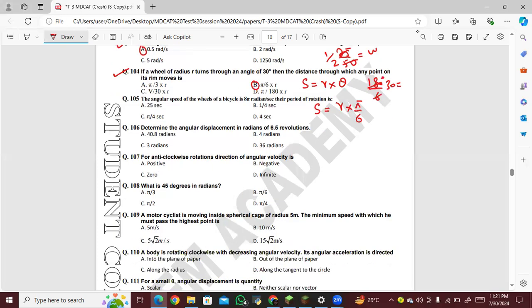105. The angular speed of the wheel of a bicycle is 8 pi radian per second. Its period of rotation is. Angular speed and period of rotation are related by the formula omega equals 2 pi by T. This is the solution of question number 105. Angular speed is 8 pi. This is 2 pi. Pi will be cancelled. 4. So time period is 1 by 4, it becomes 0.25 or 1 by 4. So the correct option is B.